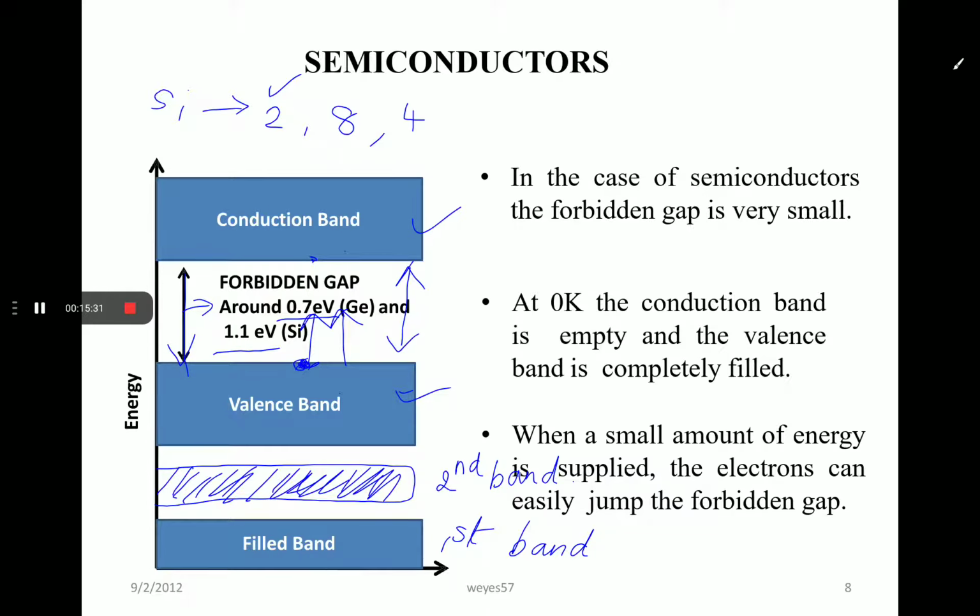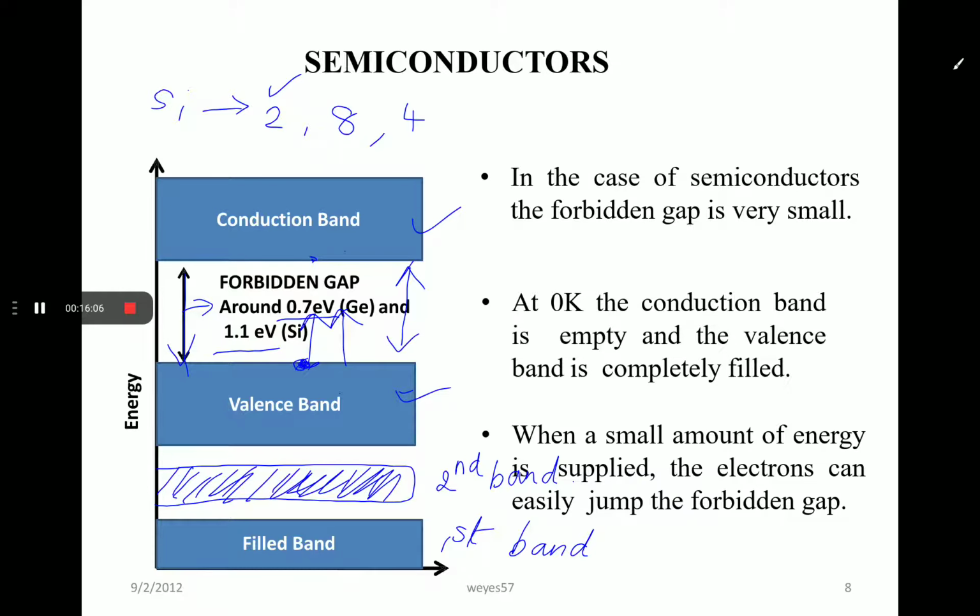In the case of semiconductors, the forbidden gap is very small. So at 0 Kelvin, the conduction band is empty and the valence band is completely filled. When a small amount of energy is supplied, the electrons can easily jump across the forbidden energy gap to the conduction band.